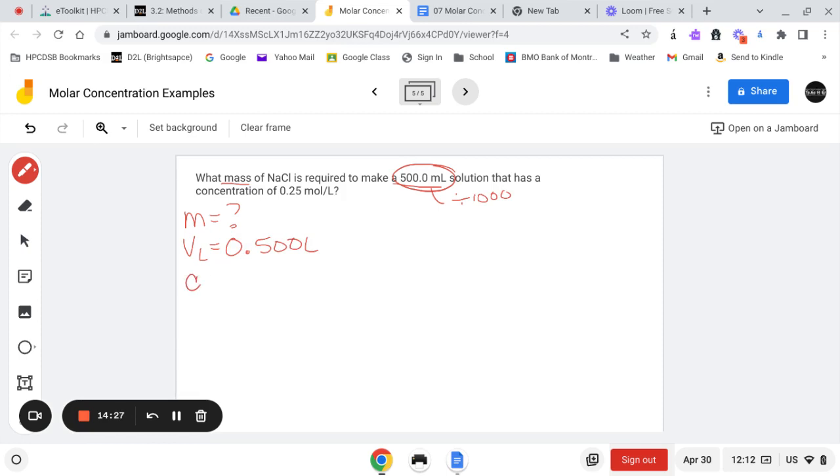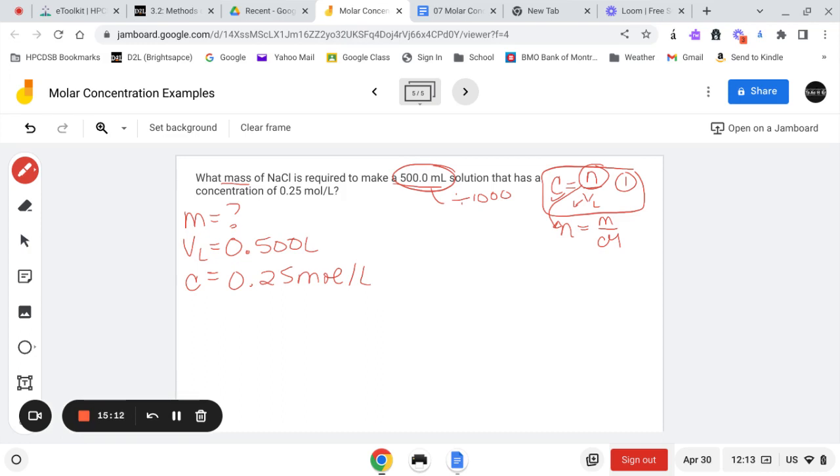My molar concentration is equal to 0.25 moles per liter. And in order to solve for mass, I'm going to have to recall my two formulas. So here's the one: molar concentration is equal to moles divided by volume in liters. And then we know moles is equal to mass divided by molar mass. So which formula do I start with? I have to start with this one because I know molar concentration. They told me that, and I also know my volume in liters. So then I can solve for moles and then use this second formula to solve for mass.